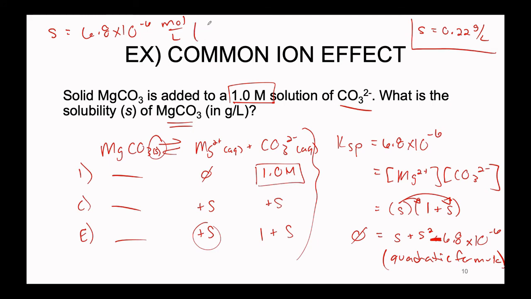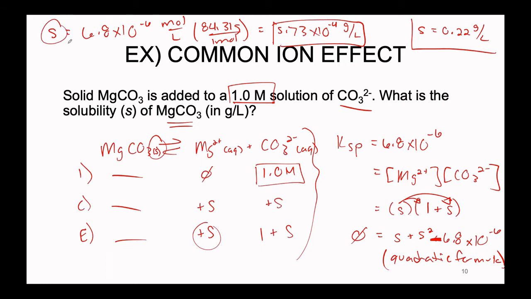Now, if we convert this using our molar mass, so we have a solubility we can actually compare to the one on the right that is in grams per liter, we're going to multiply this by 84.31 grams per every 1 mole, since this is the molar mass of the magnesium carbonate. And this is going to be equal to 5.73 times 10 to the negative 4 grams per every liter.